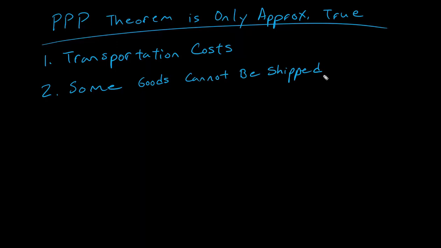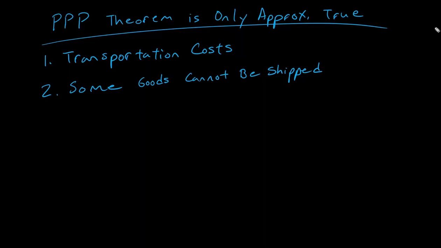Right, so your book mentions, and they are. So you can also think of experiences, for example, the experience of going to Paris and sipping an espresso in a cafe while looking at the Eiffel Tower, right? That's not something that you can transport. That's not something that you can ship out, right? And so when those come into play, our purchasing power parity theorem is only approximately true, right?